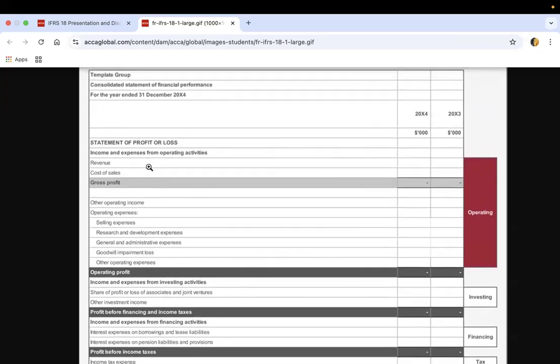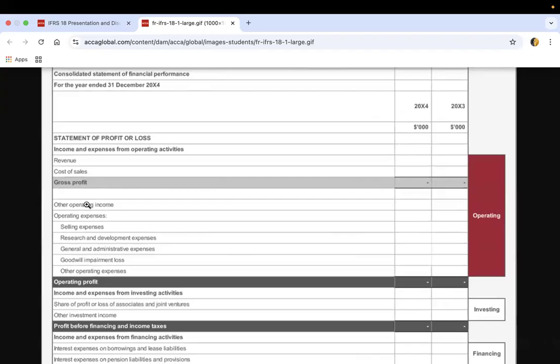So in the statement of profit and loss, they have revenue, cost of sales, then gross profit. And then they take other operating income, any operating income that may be there, and operating expenses: selling expense, research and development expense, general and administrative expense, goodwill impairment loss, and other operating expenses. Now, the most important thing is how you categorize the expenses. Can you take it under any subheading? No, it should be taken under respective headings. Any transport related cost would go to selling expense. Anything related to IAS 38 would go to research and development expense. Other salaries and such would go to general and administrative expense.